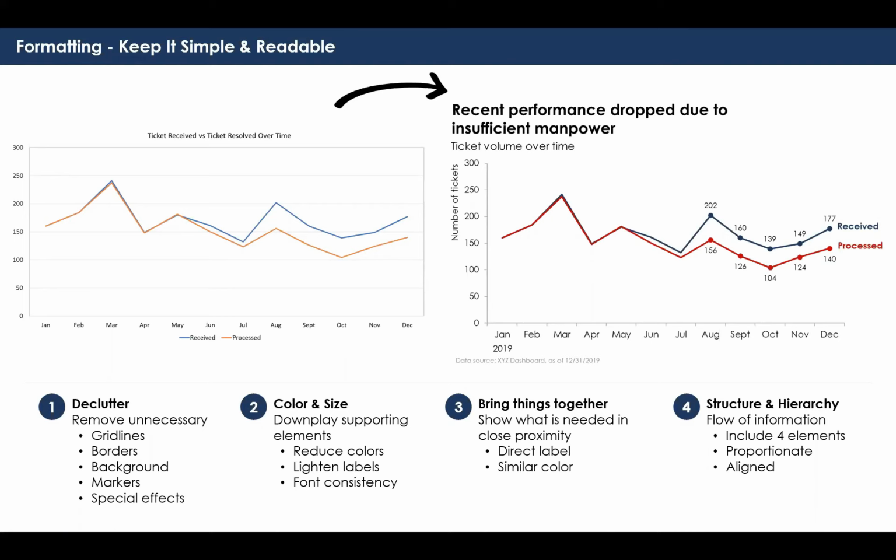Third step is to bring things together. Here we touch on human psychology, how we see things. We show the labels directly near to each other, and we make use of color so that all the colors are similar. And lastly, we structure it hierarchically, more on the flow of information, top to bottom, left to right, with the four elements: the title, the subtitle, the data field, and lastly the source. And we proportionate it, so that the head, the body and the tail look more proportionate and aligned. So this is what we have established, the four key steps.